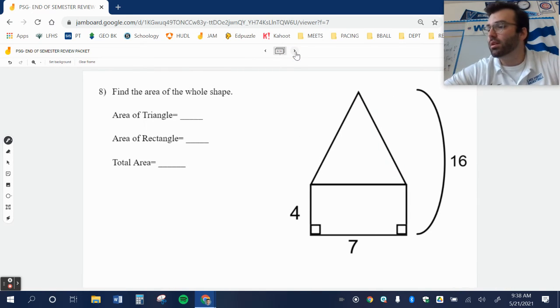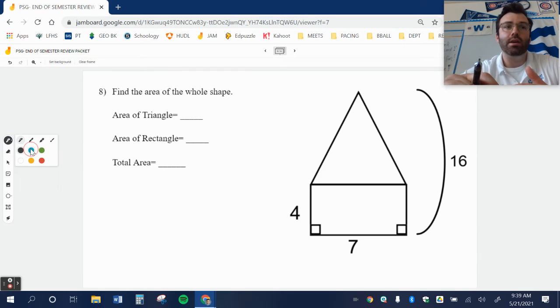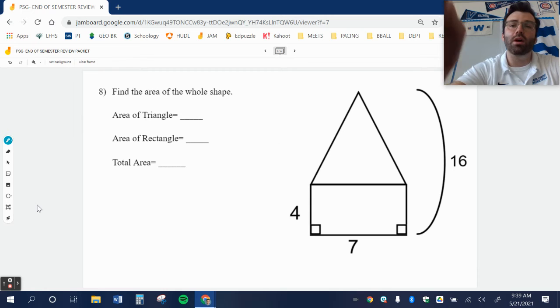Let's keep going. Number 8 is a combo shape. It's made up of 2 different shapes, a triangle and a rectangle. Like it's broken down here, I want to find the area of the triangle, then the area of the rectangle, and then just total them up.